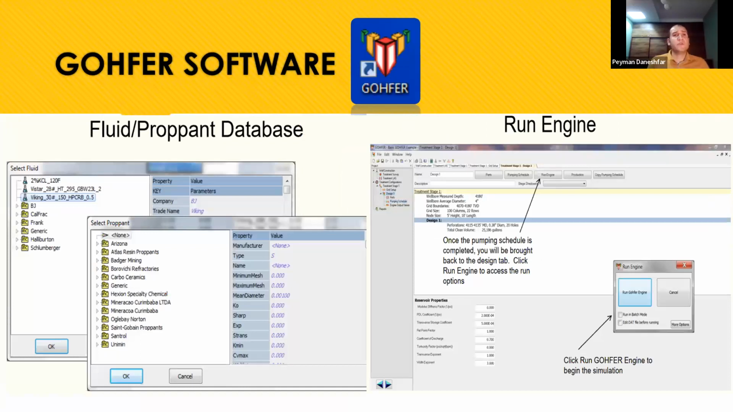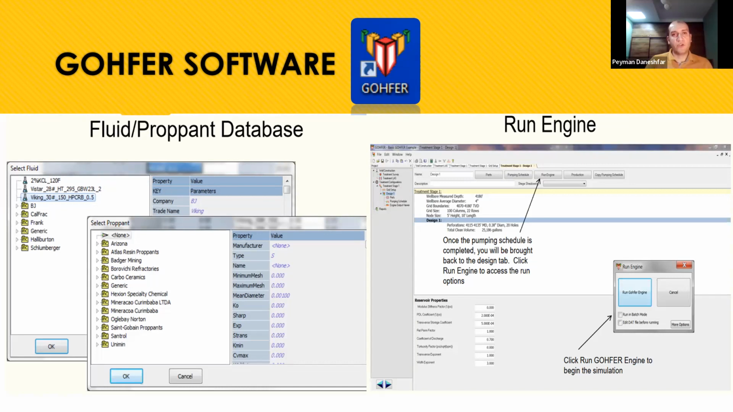You can find the fluid and proppant database in this software. Some fluids with some percent of KCl, or acid, or anything that can be included in a fluid, you can find, or you can define it in the software. Also for the proppant, you find it and define it for the pad stages. For the slurry stages, you can run the engines or simulators in the software.